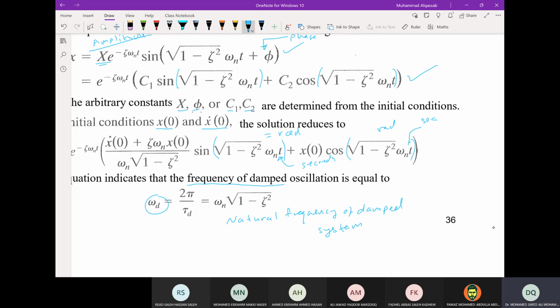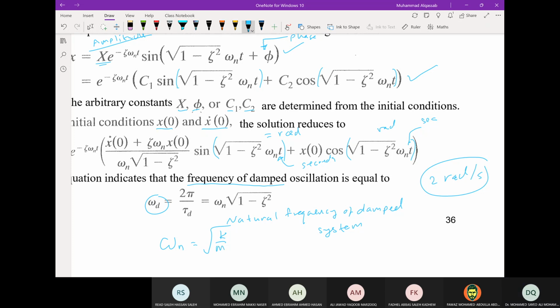So if the question says that the frequency of oscillation is 2 radian per second, I cannot say this is omega n or omega d unless I know the type of the system. So the first thing I have to do is calculate zeta. Zeta equal to 0, this is omega n. Zeta less than 1, this is omega d. And the omega d equation is not square root of k over m. It is equal to omega n square root of 1 minus zeta squared. Omega n is as before, there is no change in omega n, square root of k over m.